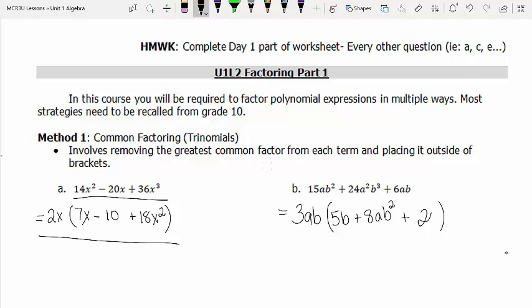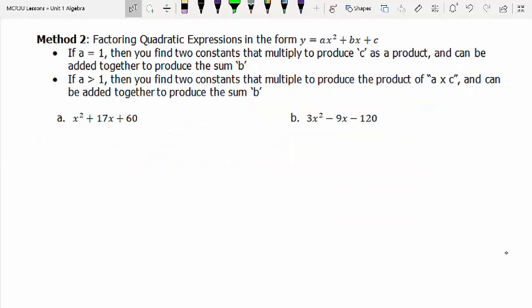Okay, so that's common factoring. Scan the equation, figure out what your greatest common factor is, and then divide each term by that greatest common factor. Method 2 is called decomposition or magic number method. You might have heard of it as both, but this is where you're factoring quadratic expressions in this format, and the way you approach these types of questions, you want to look for two numbers that multiply together to get the product of a and c, and those same two numbers added together get your b value. And there is a shortcut.